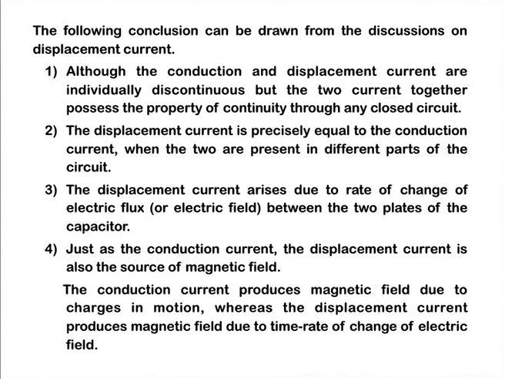The following conclusions can be drawn regarding the displacement current. First, the displacement current and the conduction current, though discontinuous when they are in different parts of the circuit, have the property of continuity. Secondly, the displacement current is precisely equal to the conduction current when they are present in different parts of the same circuit. Thirdly, just as a conduction current produces a magnetic field, in a similar way, the displacement current also produces a magnetic field. And lastly, the displacement current is a result of the rate of change of electric flux.